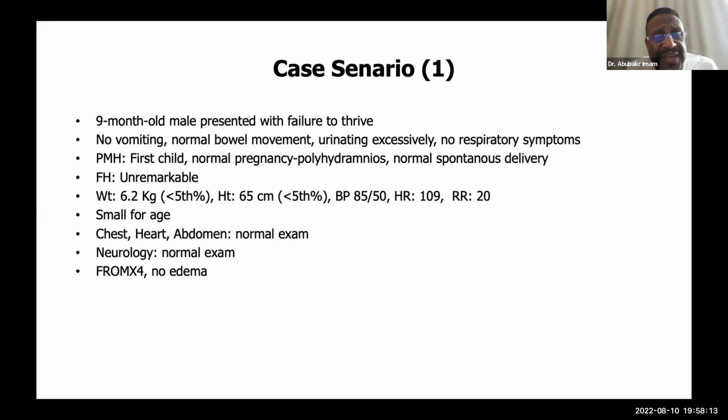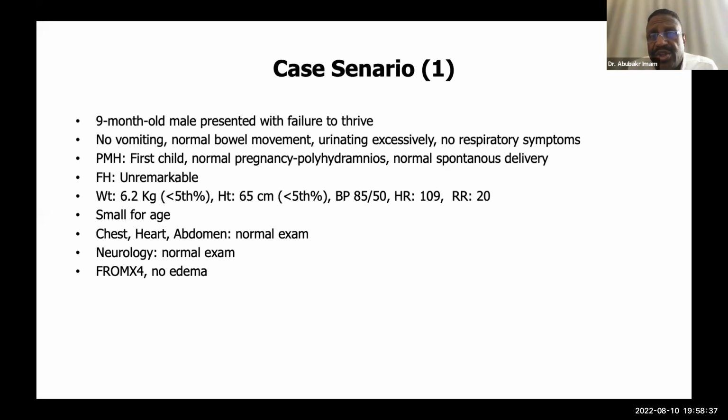His blood pressure was 85/50. This is a normal blood pressure for a 9 months of age child. His heart rate is 109, not tachycardic. His respiratory rate was around 20s. The most striking feature that you notice is that he's small for his age.